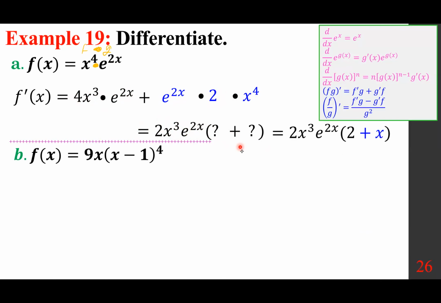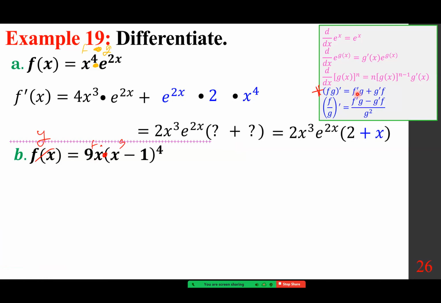f of x is 9x times (x minus 1) to the power of 4. Again, I want to put a raised dot here in between, and let's say this is f, this is g. You can even call this y if it helps. So we are going to go with the product rule.